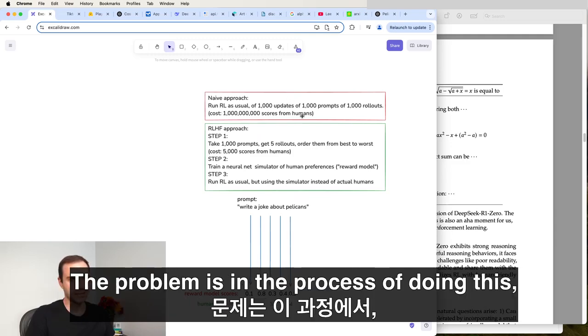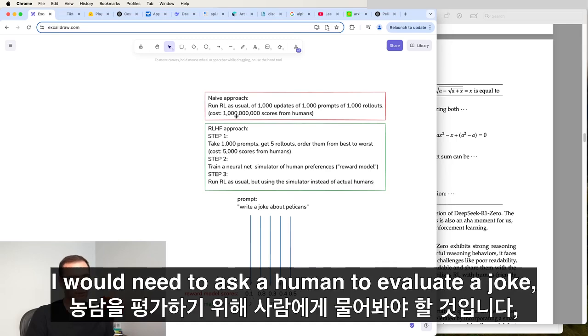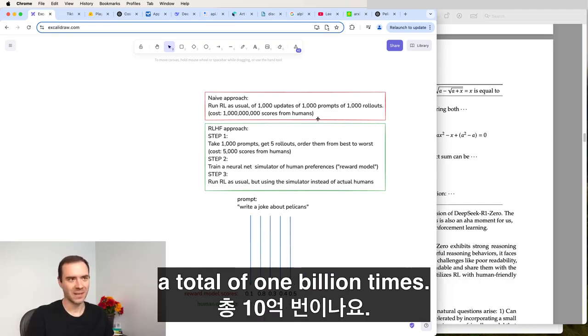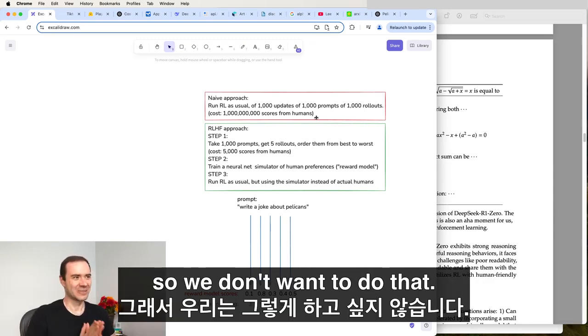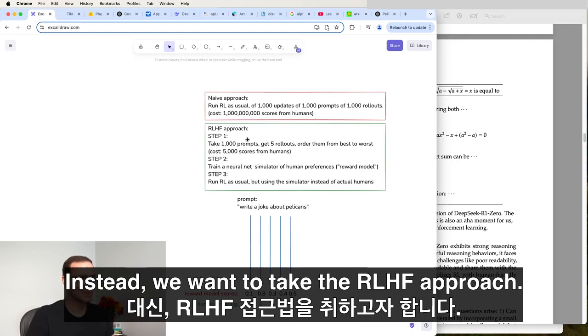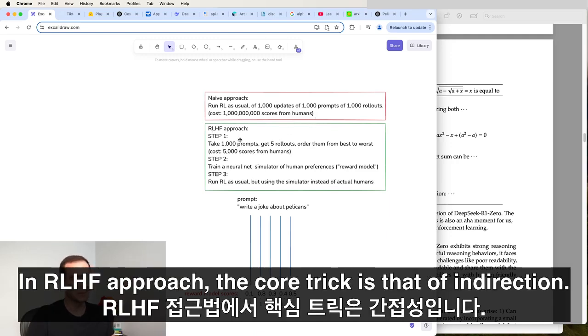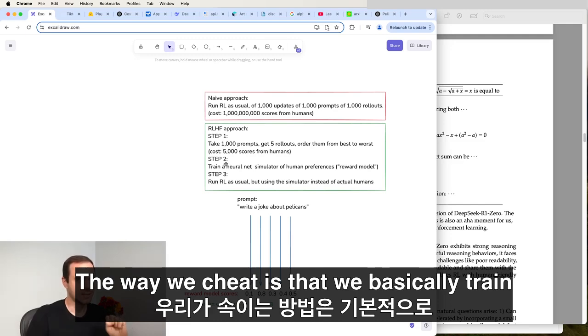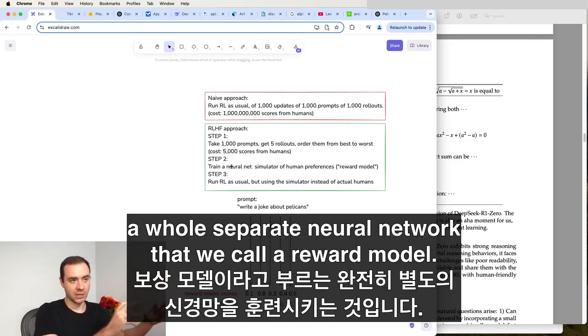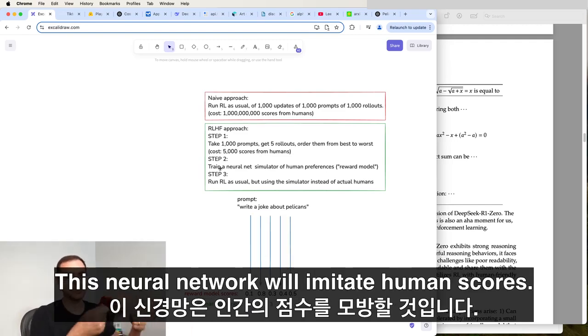The problem is, in the process of doing this, I would need to ask a human to evaluate a joke a total of 1 billion times. And so that's a lot of people looking at really terrible jokes. So we don't want to do that. Instead, we want to take the RLHF approach. In the RLHF approach, the core trick is that of indirection. So we're going to involve humans just a little bit. And the way we cheat is that we basically train a whole separate neural network that we call a reward model. And this neural network will imitate human scores.